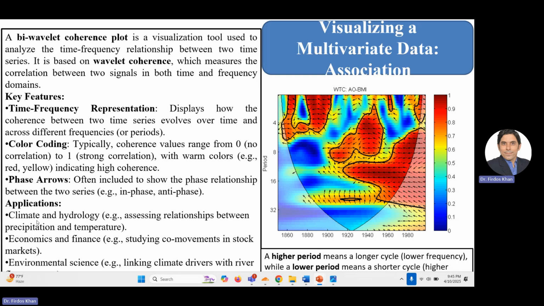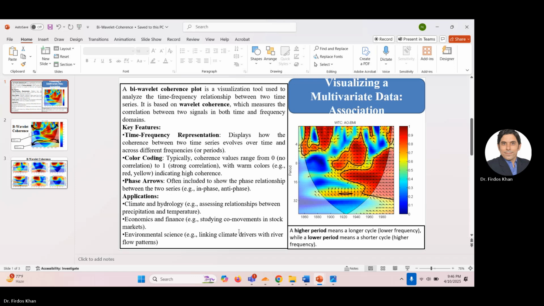Applications where you can apply this: climate and hydrology, assessing the relationship between precipitation and temperature. Economics and finance, studying co-movement in the stock market. And environmental science, linking climate drivers with river flow patterns and so on. So there are a lot of applications of this plot in various areas. Remember that when you are studying the relationship between two variables, in that situation you can use this type of plot.